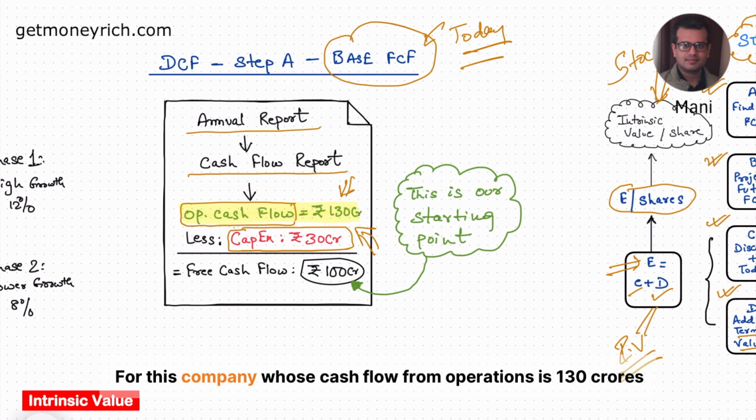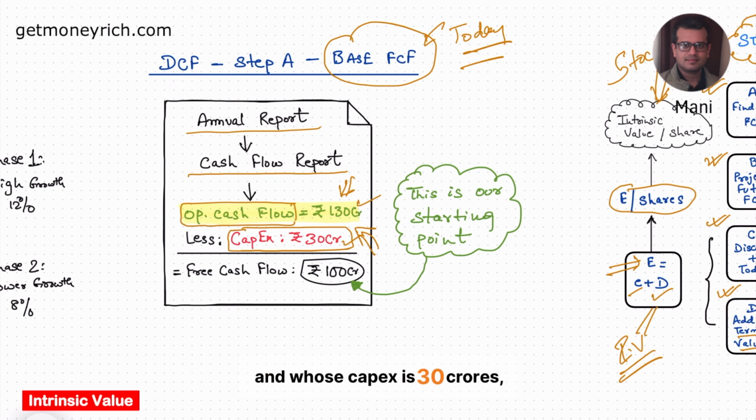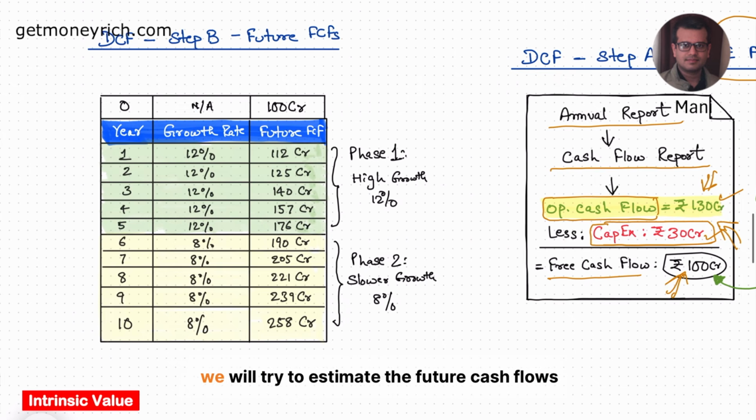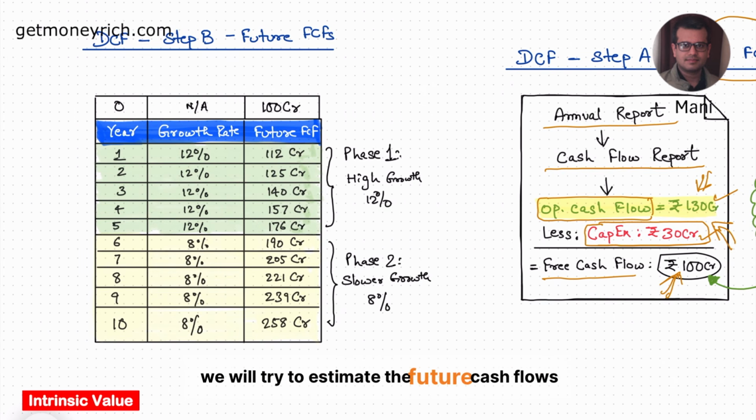For this company whose cash flow from operations is 130 crores and whose capex is 30 crores, its free cash flow will be 100 crores. This 100 crore becomes our starting point. This becomes our base free cash flow. Now on the basis of this base free cash flow, we will try to estimate the future cash flows of the company for the next 10 years.